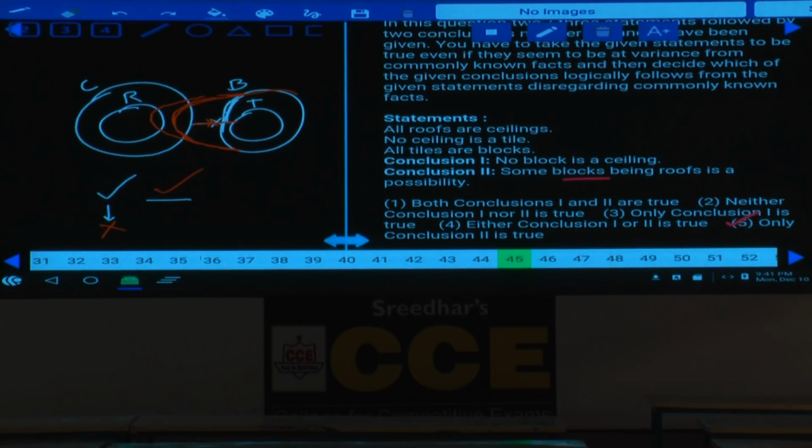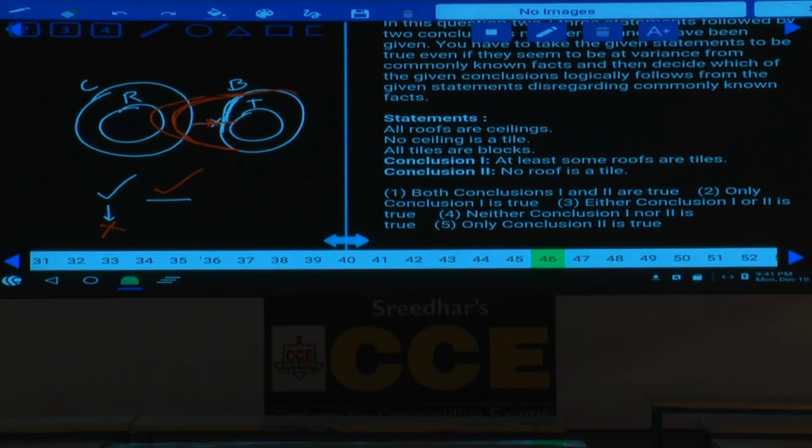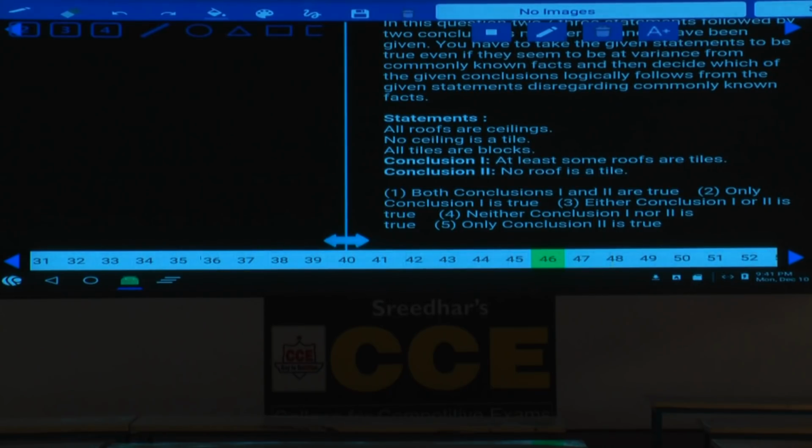Now this is about question number 45. Then 46. Now in this question number 46, all roofs are ceilings. No ceiling is a tile. And all tiles are blocks.